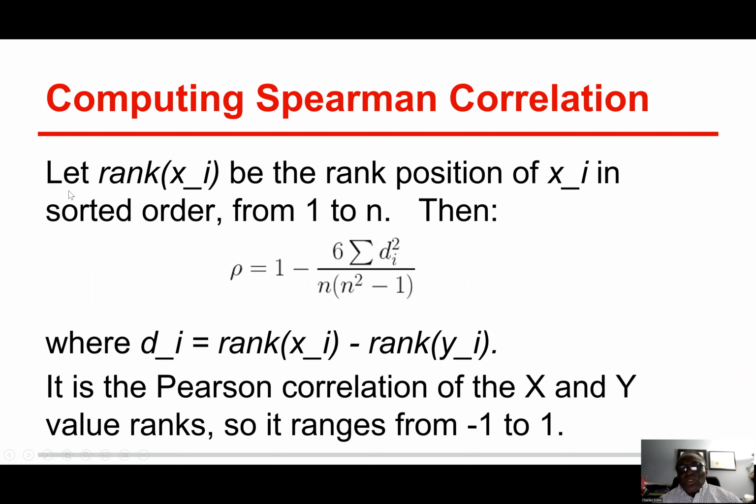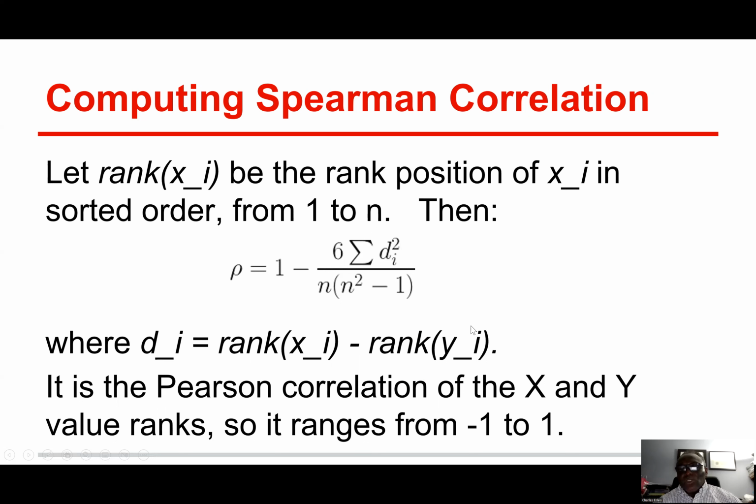Now, this is the formula. So here we say again, let rank xi be the rank position of xi in sorted order from 1 to n. So n will be our sample size. To find the rho, it will be 1 minus 6 times the sum of di squared, again from 1 to n, divided by n times n squared minus 1. Now, what is di? Here we say the di will be the rank of xi minus the rank of yi.